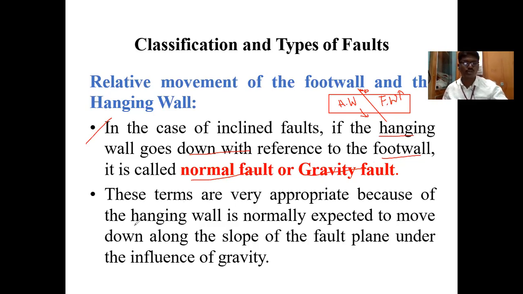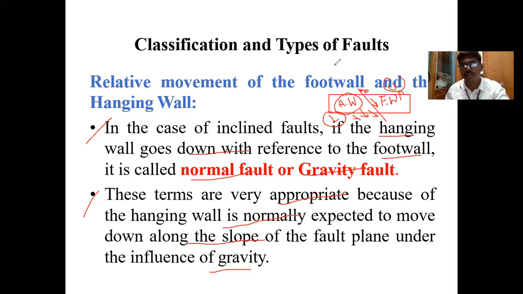Right? The other point which I've mentioned here is very appropriate, because the hanging wall is normally expected to move downward along the slope of the fault plane under the influence of gravity. See, the fault plane is inclined in this way. That's why the hanging wall, since it is downward, or at the lower side, and this is the upper side, will try to slide downward. That's why we say if the hanging wall is sliding downward, it is a normal fault or gravity fault.